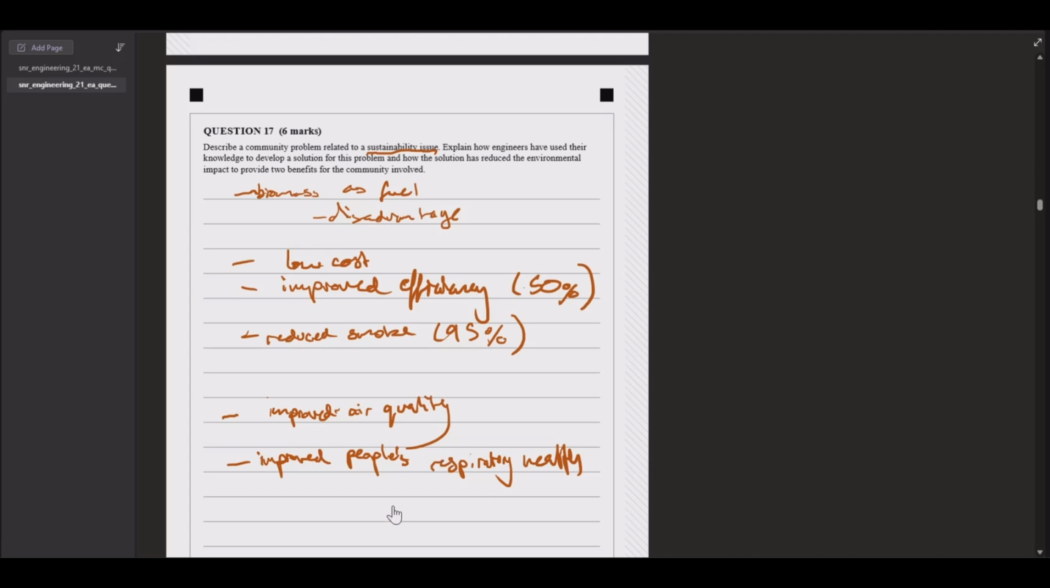And the points there go to identifying the problem and explain how they've used a relevant solution, which I forgot to list down, and used relevant knowledge. Explains the reduced environmental impact, relevant community health benefit, and another relevant community health benefit.